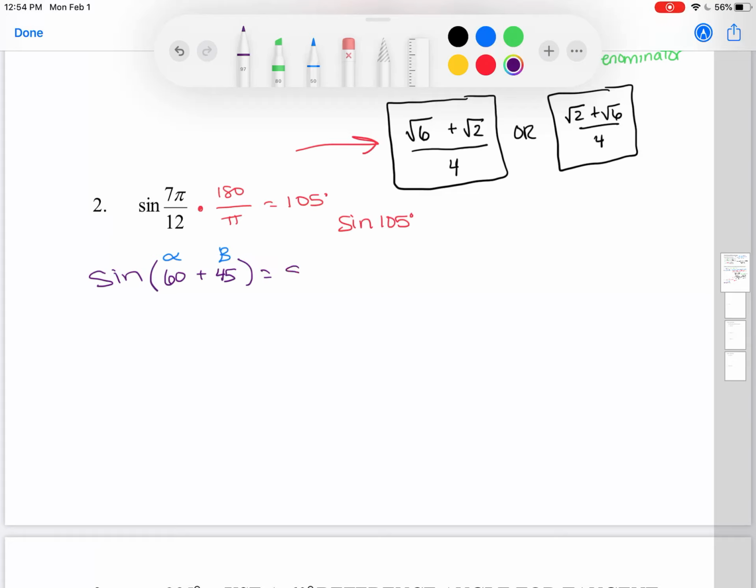So I'm going to copy down the formula for sine, again, the sum of sine. And every time I see an alpha, I'm going to swap it out with 60 degrees. And every time I see beta, I'm going to swap it out with 45. Getting to my identity, I'm using the sum formula. Sum was on top, so as I keep going through the formula here, I'm going to keep a plus in my work. Okay. And now I'm going to use the unit circle to help me. So sine at 60 degrees is going to be root 3 over 2. Cosine at 45 will be root 2 over 2.